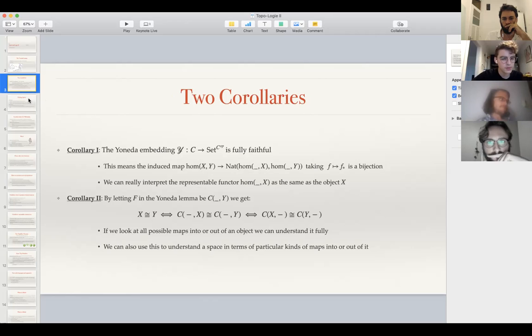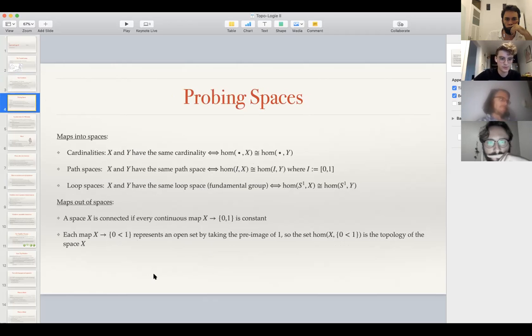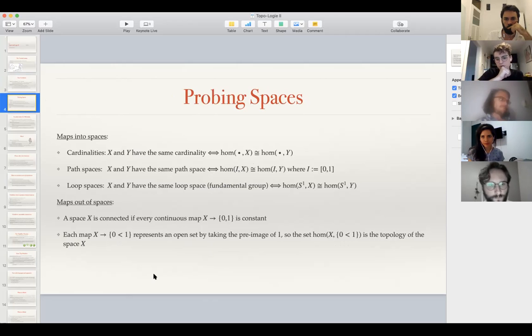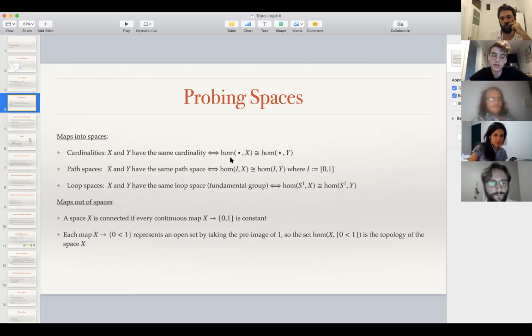But using this, I want to give maybe a little bit of intuition for how this actually helps us. So these are some mathematical examples. These presheaves can be used basically to probe into different kinds of spaces. For example, if we look at all of the maps from a single point into a set, that collection of maps is exactly going to have the cardinality of the space, right? Because you're just mapping a single point into any element, so there are as many as the cardinality. So quite simply, you can say that X and Y have the same cardinality if and only if, when we plug the one-point space into these representable presheaves, they have the same set of points.